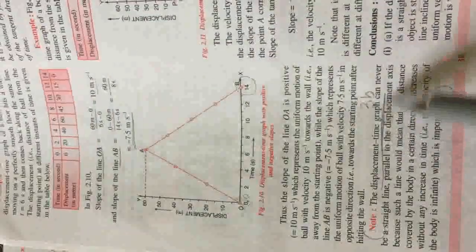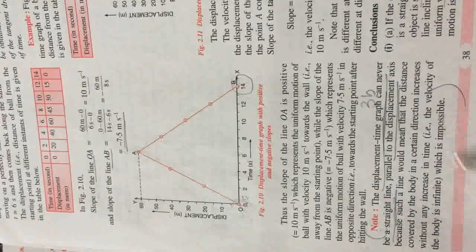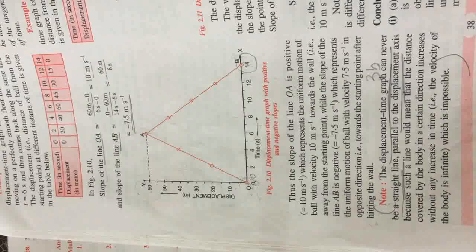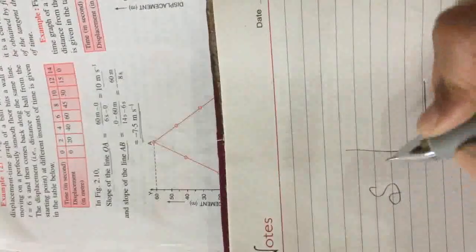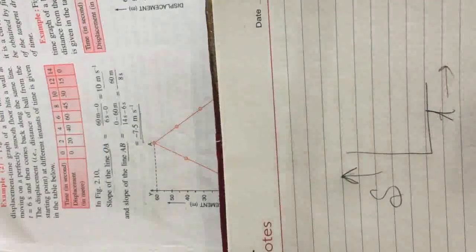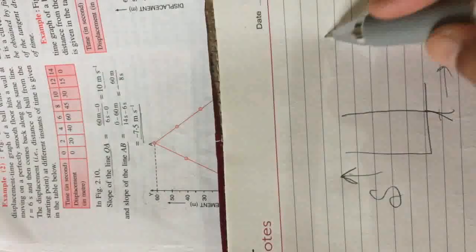Now there is an important note written over here. The displacement time graph can never be a straight line parallel to the displacement axis. They are trying to say that the graph can never be a line parallel to the y-axis. If we draw a displacement time graph, on the y-axis we are taking displacement and on the x-axis we are taking time. We cannot get a line like this parallel to the displacement axis.